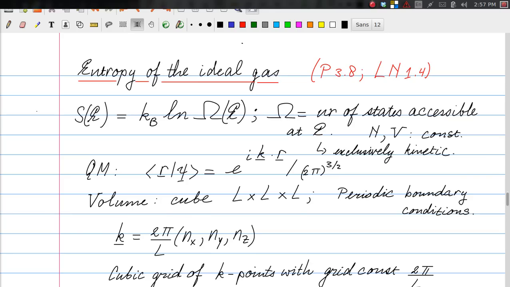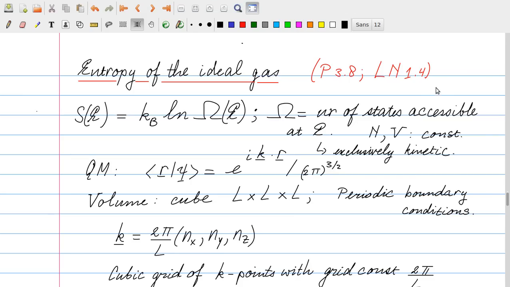The general formula which gives us the entropy is S = k ln Ω, where S is the entropy that we are looking for and Ω is the number of states that are accessible at energy E, whereas we assume throughout this analysis that N and V are considered to be constant.